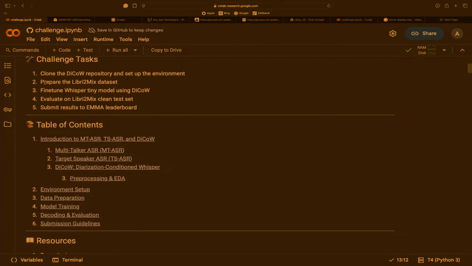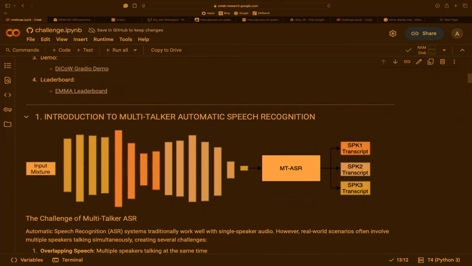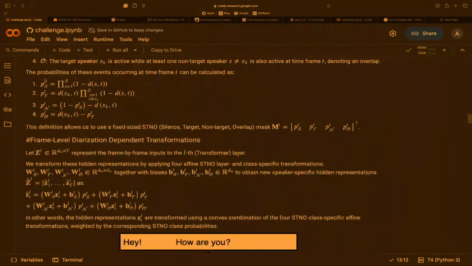We'll first introduce the method, giving some intro to multi-talker and target speaker ASR. Then we will set up the environment, followed by the data preparation, and then we will start training the model. There are a few bugs in the code, so you will have to fix them first to get something reasonable. Then there will be decoding and final submission. It should take you about an hour to finish, and then you can do whatever you like to make it better.